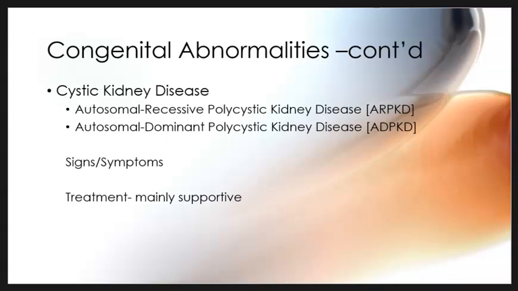Diagnosis is typically made with imaging studies along with genetic testing. Treatment is mainly supportive. So that might include blood pressure control and some pain management. Once the patient has entered end-stage renal disease, they will need to be put on dialysis and should be put on the list for a kidney transplant.